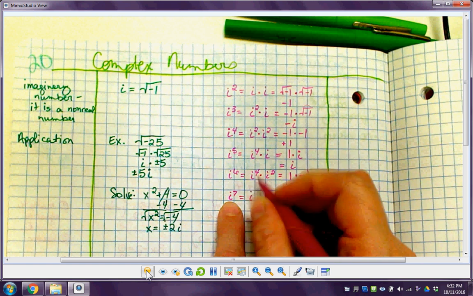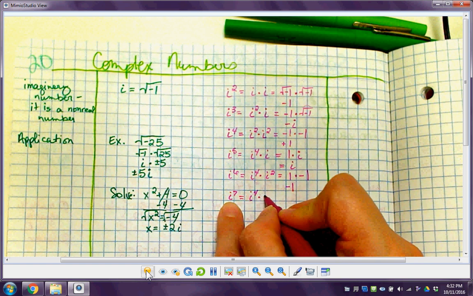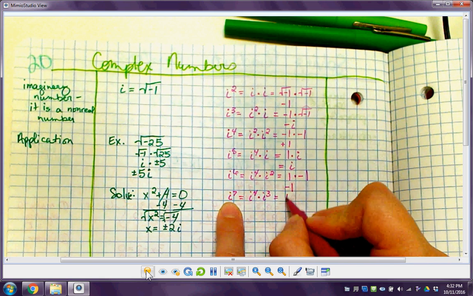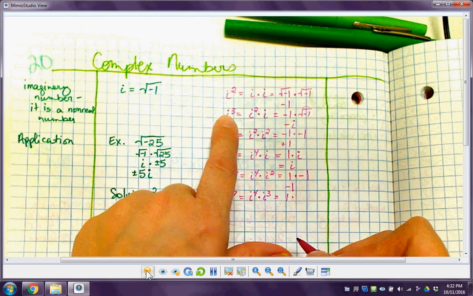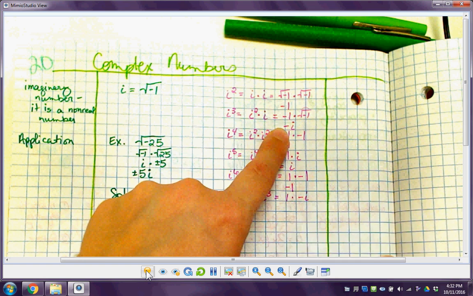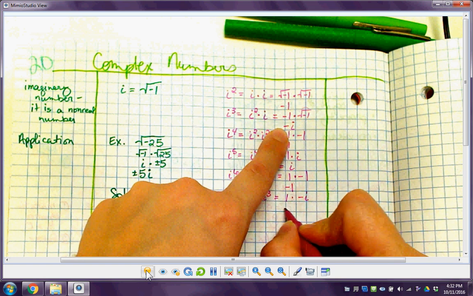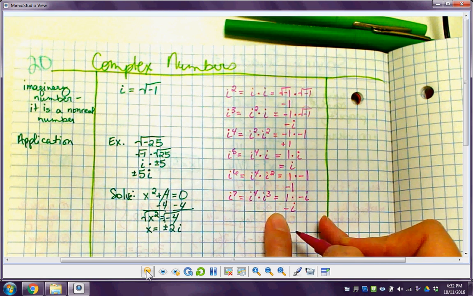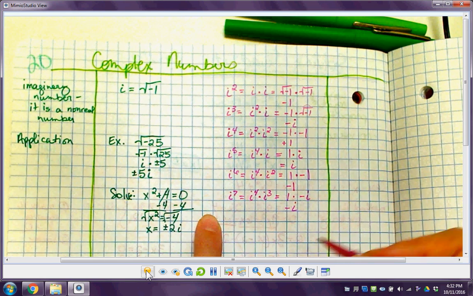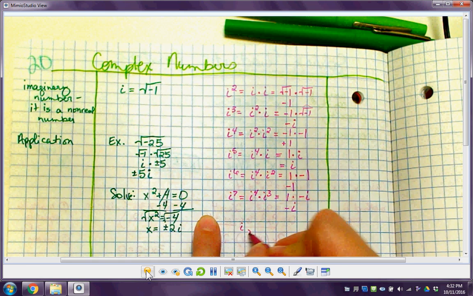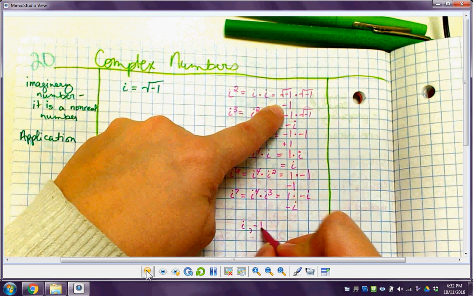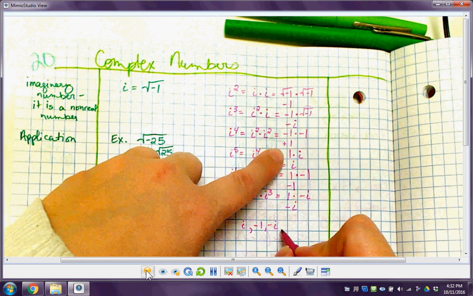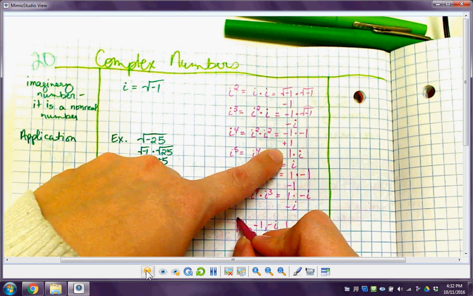i to the 7th can be broken up as i to the 4th times i cubed. i to the fourth is 1. What is i cubed? Negative i. 1 times negative i is negative i. Yes, indeed, the pattern continues. So the pattern here is always i, negative 1, negative i, 1. And then it repeats.